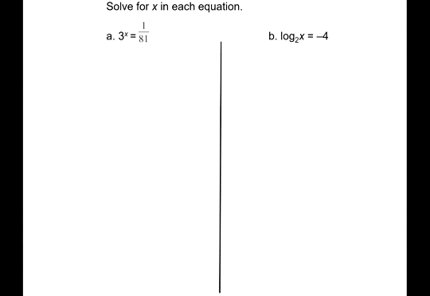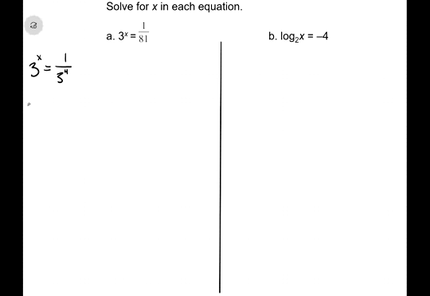Okay, so for part A, 3 to the x equals 1 over 81. Well, let's see. We can write 81 as a power of 3. So we could say 3 to the x equals 1 over 3 to the fourth power. 3 times 3 is 9, times 3 is 27, times 3 is 81.